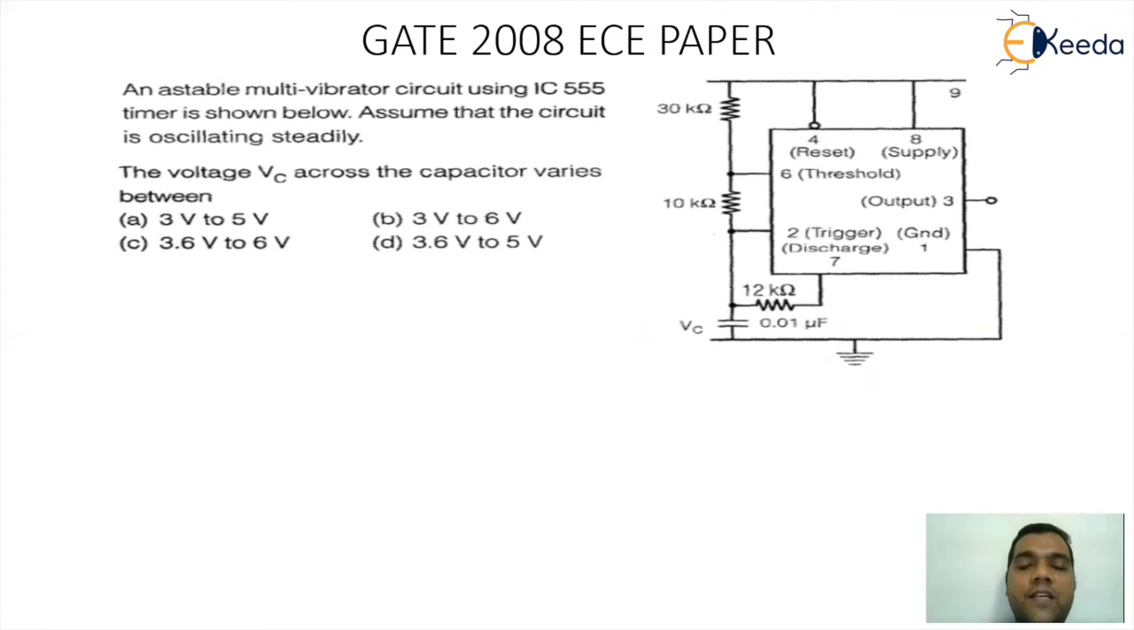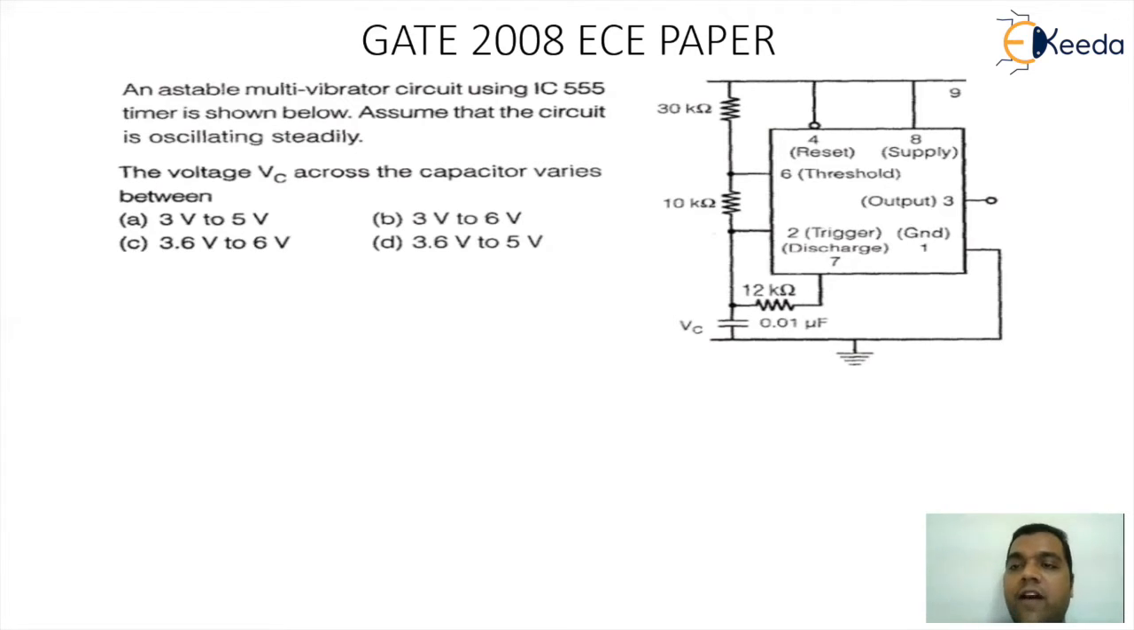If the voltage VC of the capacitor has to vary, we need to first find out what is the control voltage for the capacitor. The control voltage is basically the reference voltage for the capacitor. The reference voltage is generated from the internal circuitry. The internal circuitry has three resistances connected between pin number 8 and pin number 1. These three resistances are of equal value. So the lower resistance will have a value of 1 by 3 VCC, and the combination of two resistances will be 2 by 3 VCC.